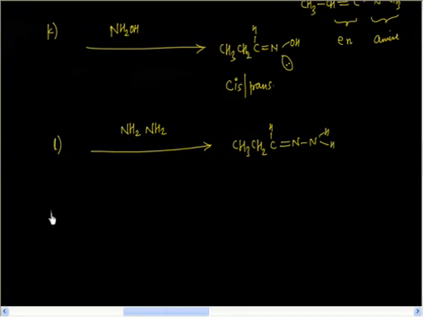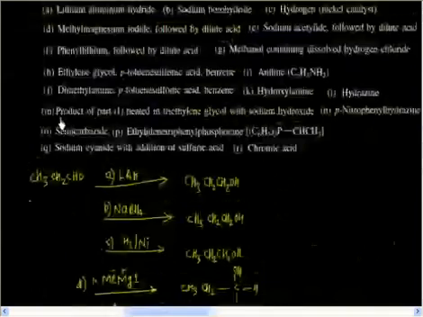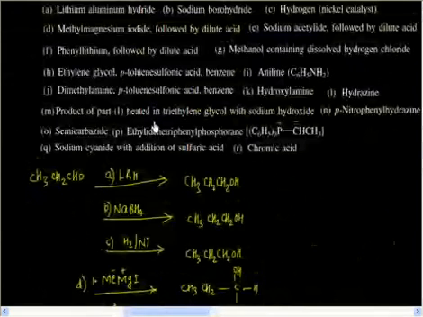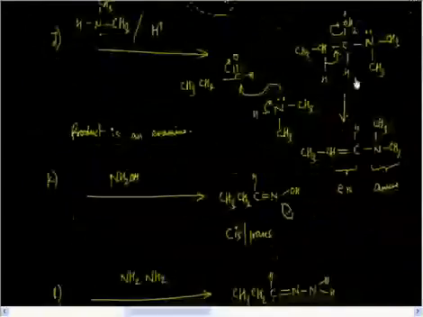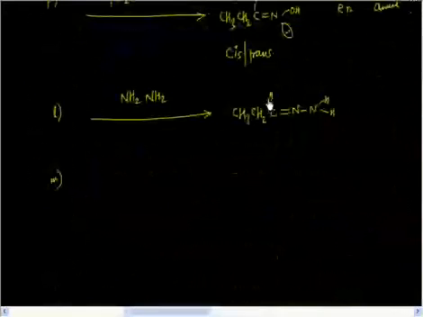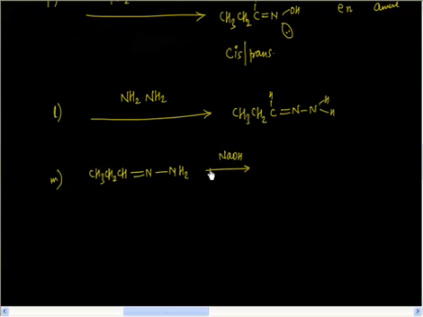Now M. Let us discuss M. What you have in M? The product of part L is heated in the presence of triethylene glycol with sodium hydroxide. So this means this product is treated with NaOH. You have this product, CH3CH2CH double bond N NH2. Now if you treat this with OH minus or NaOH in the basic medium, what will be the product?